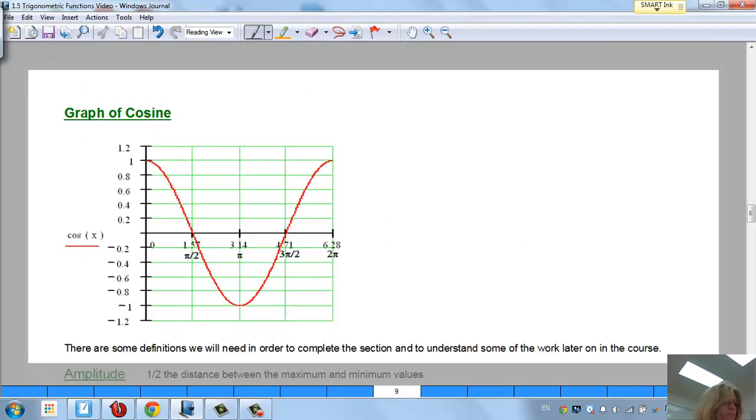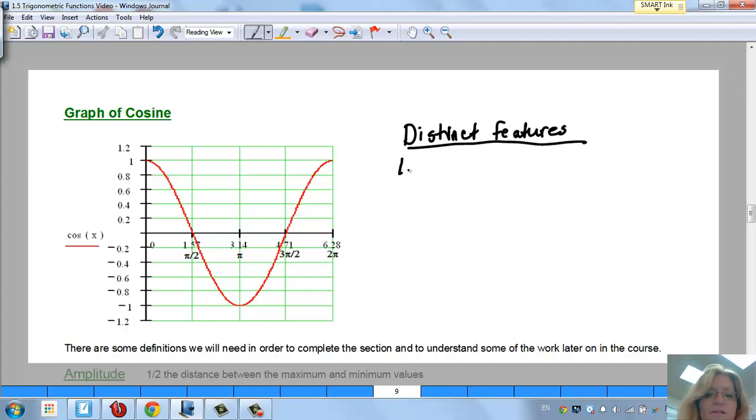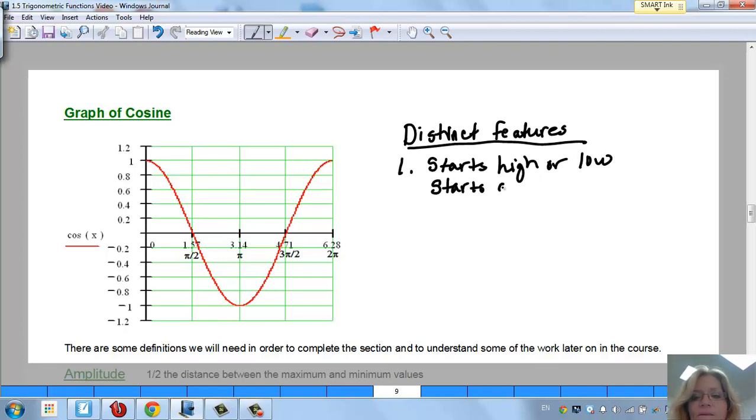Okay. The graph of cosine. Distinct features of the graph of cosine are as follows. Ready? The first one is it starts high, or low if it's inverted. Never starts at midline. So basically it starts at a maximum, a max, or a min.